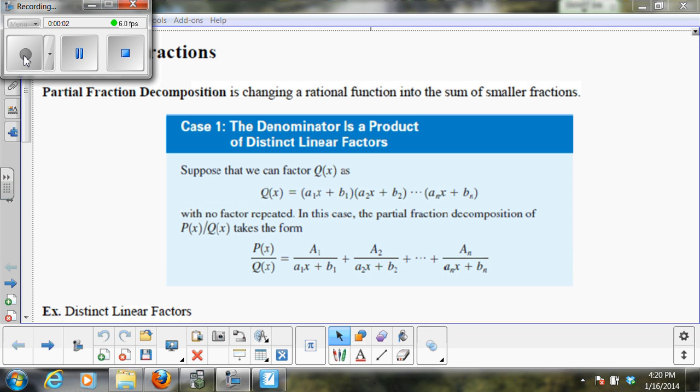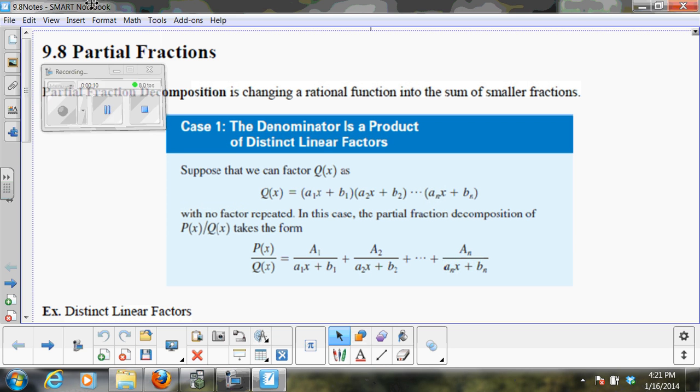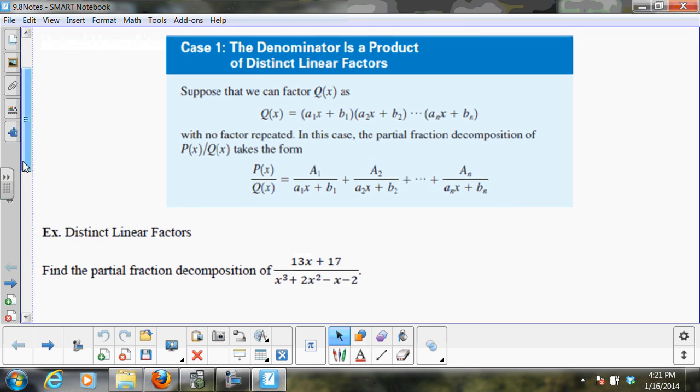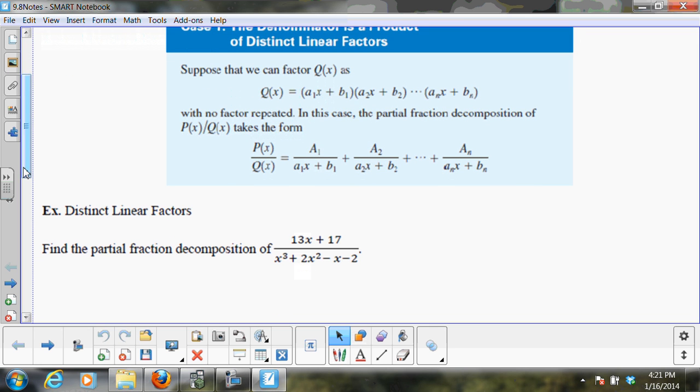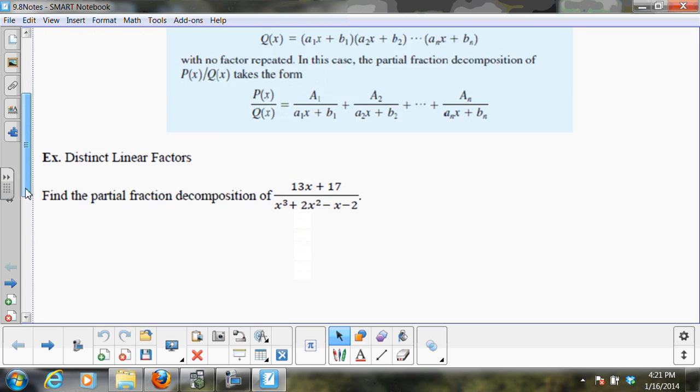This is the last section of Chapter 9. We're not doing 9-9. This is on the final exam, so you definitely want to start this as well. Partial fractions. Here's how case 1 works.